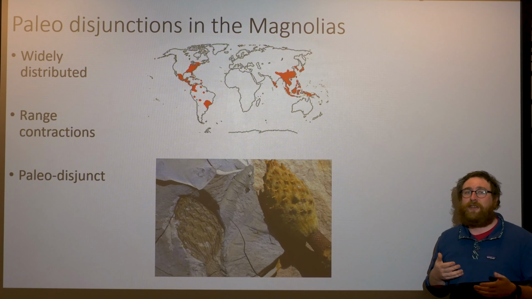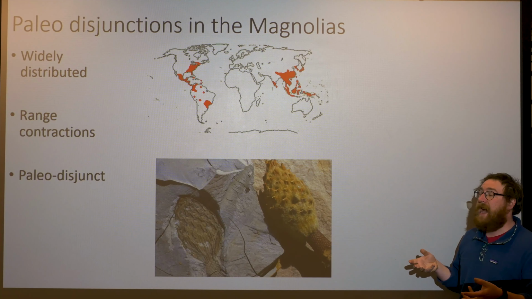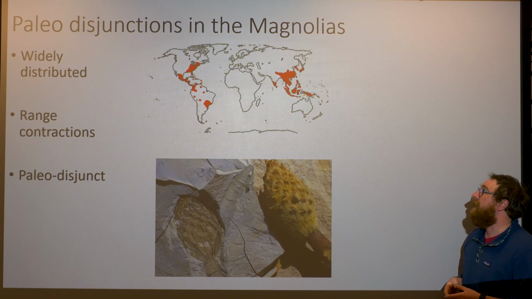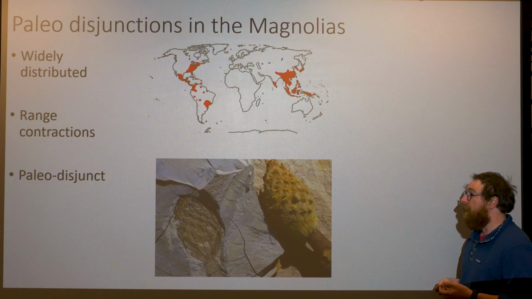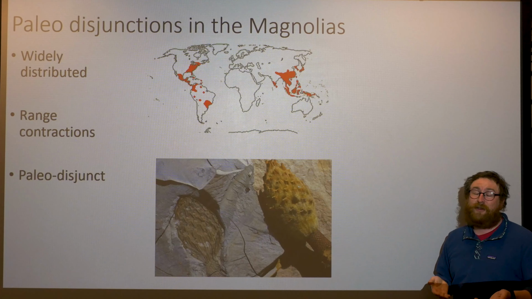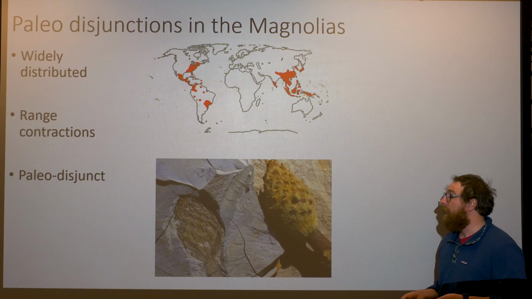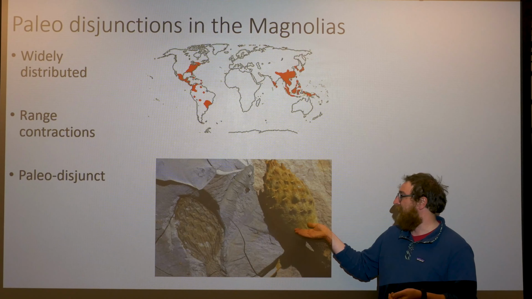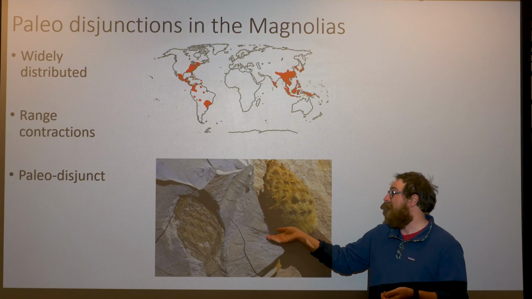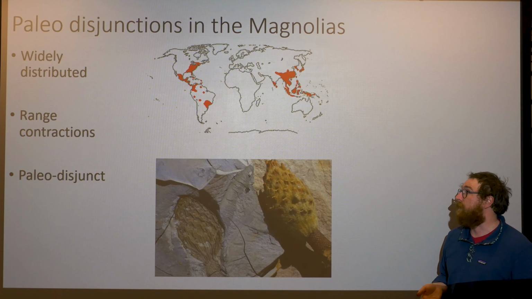As terrestrial Earth has changed, a lot of these ranges have contracted, and that's again allowed for a lot of speciation of these plants. We have a really good fossil record of the magnoliids too, and when we look at it, we see essentially the same species that have just persisted for millions of years.